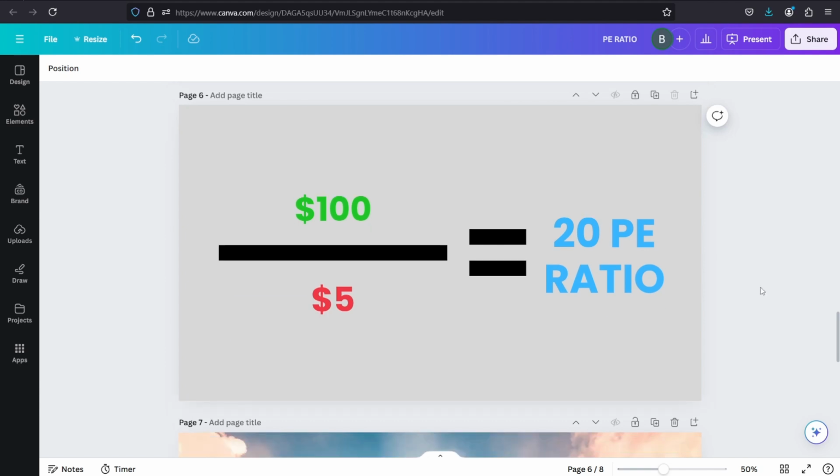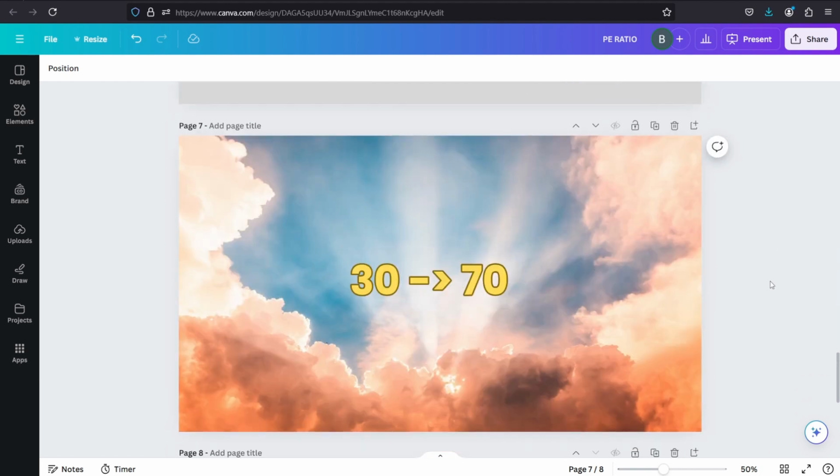But Zinc, what number do I want to buy? What number do I want to sell? This is it right here, 30 to 70. If the PE ratio is between 30 and 70, that stock is a good buy. If the forward PE ratio is also between 30 and 70, that stock is still a good buy.